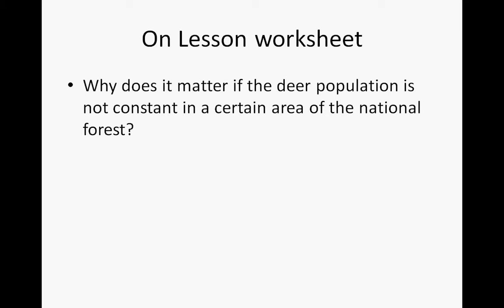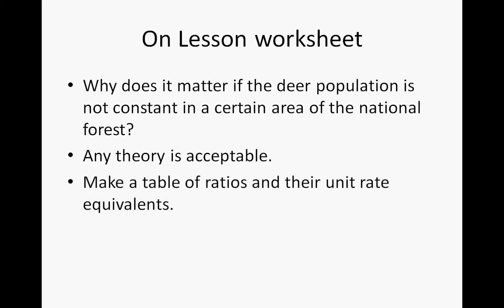So why does it matter if the deer population is not constant in a certain area of the national forest? Basically just stop and write down or think about why it would matter. And basically any theory is acceptable. So right now it's just to add some reasoning to why this would be important.